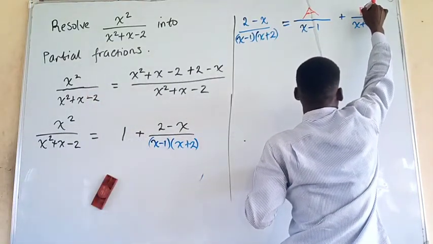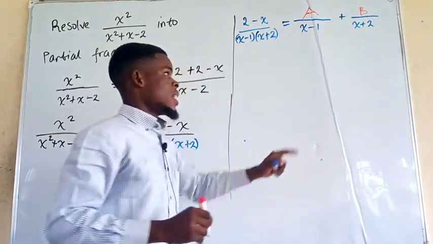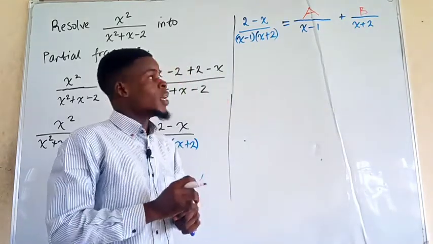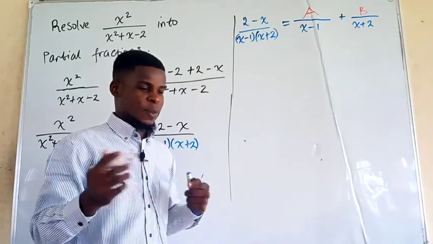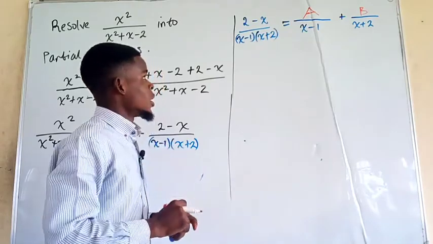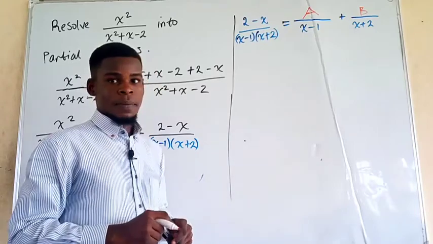The next one is going to be b. Notice that if we had a quadratic at the bottom, then the top will be a linear function, for example, bx plus c. That is a linear something. So we need to go ahead and solve for this.